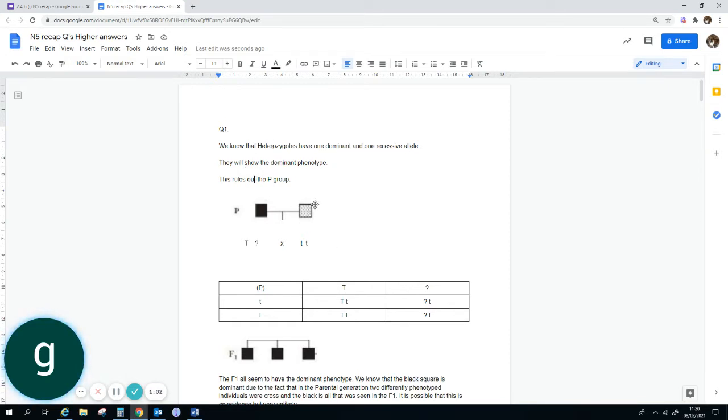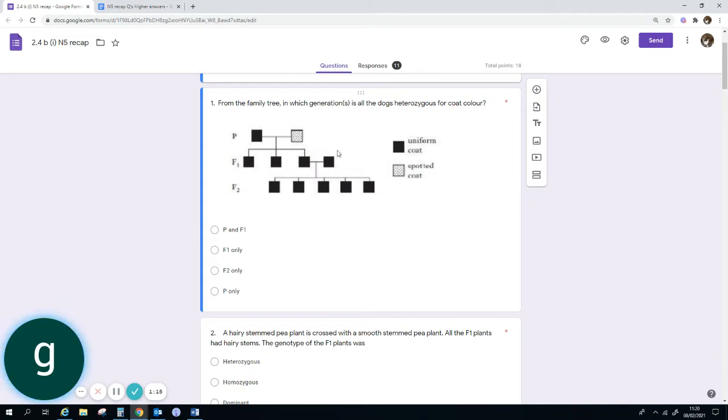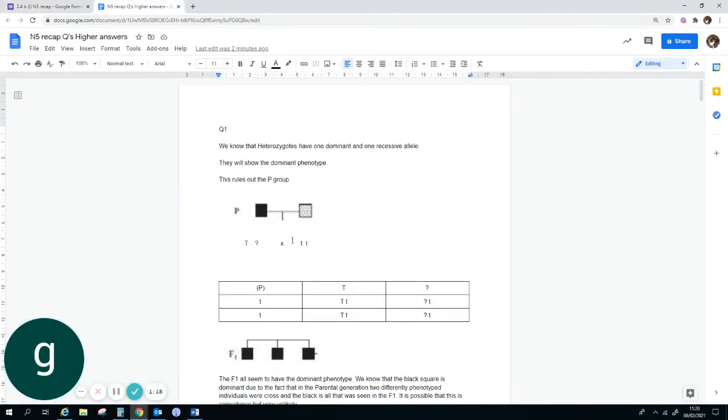This rules out the parental generation because one of the individuals does not have the dominant phenotype, so they can't be a heterozygote. We know that the individual here, from looking at the family tree, the pedigree, is likely to be the recessive phenotype. So they will be homozygous recessive genotype. We don't know what the allele on this one is. All we know is that the parental generation is not heterozygote. So looking through this, we know this side of the Punnett square if it was important, and we know this side of the Punnett square.